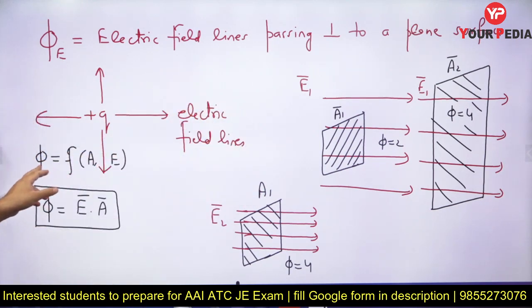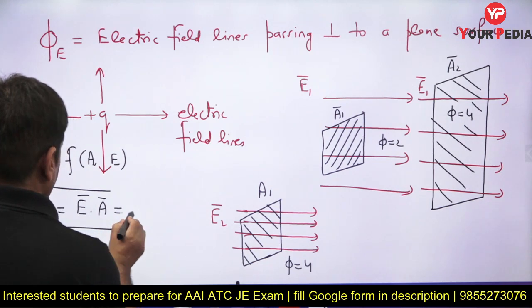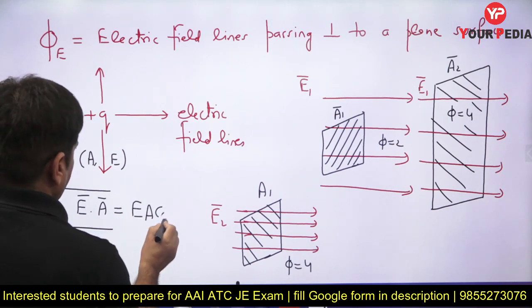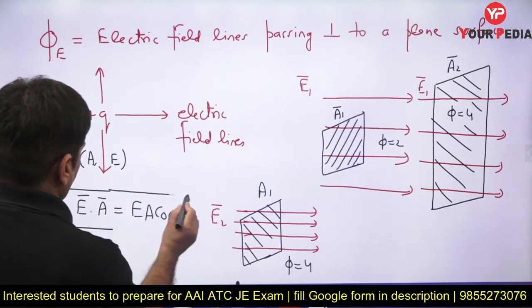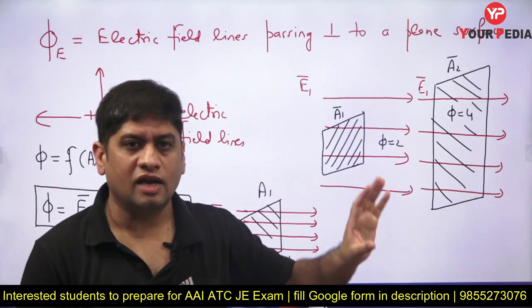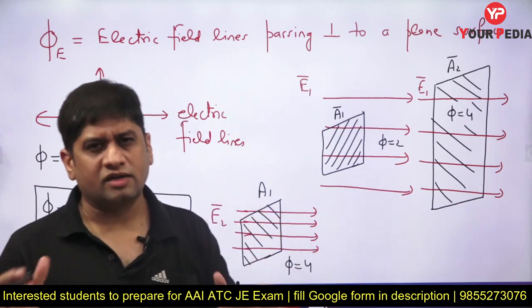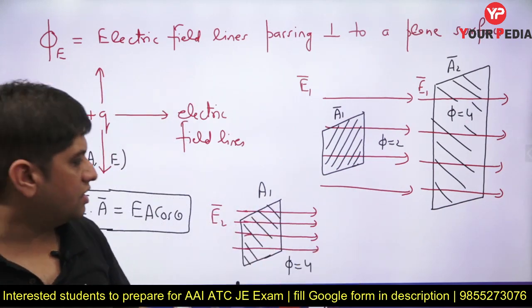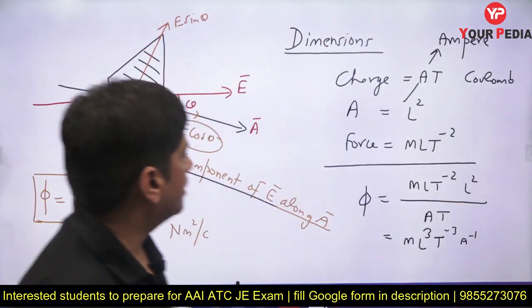So electric flux depends upon either area or electric field, and the formula is electric flux equals E dot A. This is a dot product. Later on I will tell you, dot product means E into A into cos theta. That is how I define electric flux. So our basic understanding of electric flux is that electric field intensity and area, the product of these two, gives me electric flux.